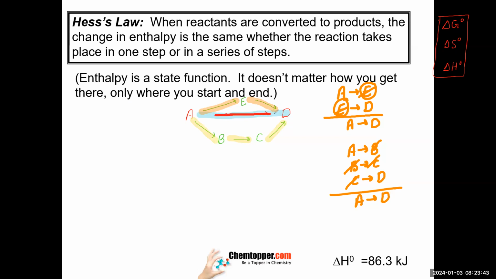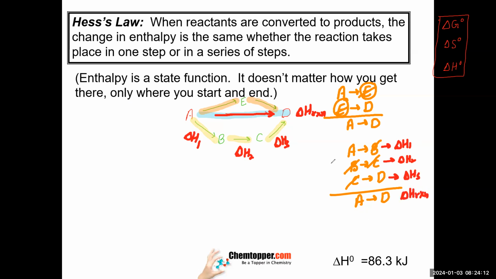Single step, A to D. Let's say this is delta H reaction. Single step. This is delta H1. This is delta H2. This is delta H3. Can I say A to B is delta H1? B to C is delta H2. These values will be given to you. This is delta H3. So what is A to D? Delta H reaction.